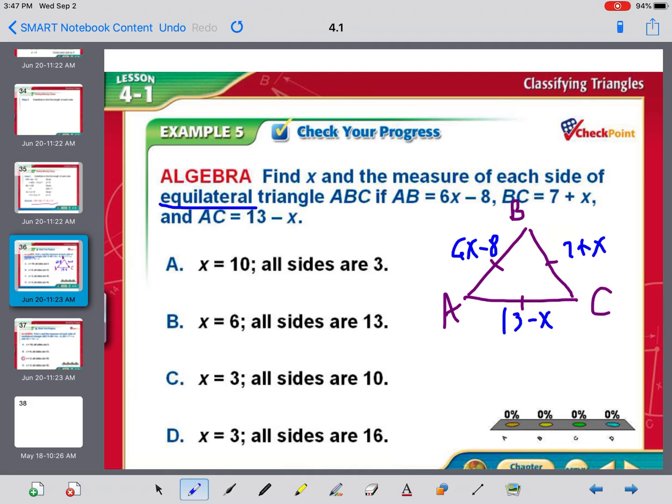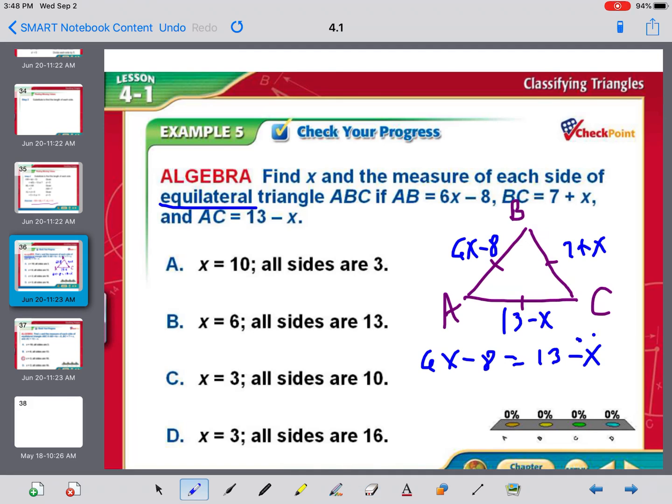I didn't need to draw it to know that these sides are congruent, because when they said it's equilateral, that means they're all congruent. So what I got to do now is pick two. Any two, doesn't matter which, and make them equal to each other, because all three are equal to each other. I'm just going to go with 6x minus 8 equals 13 minus x. It's the two I saw.